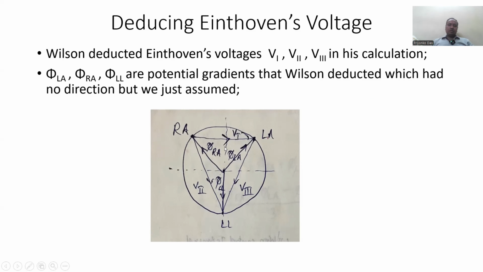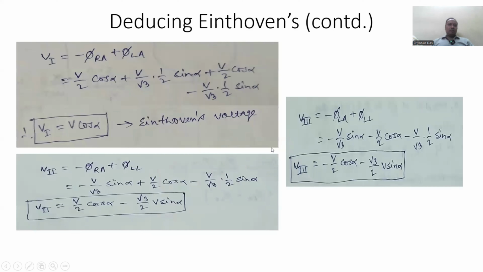Okay, as per the vector addition rule, this becomes φRA plus V1 should be equal to φLA. So this expression I have written here as V1 is equal to minus of φRA plus φLA.